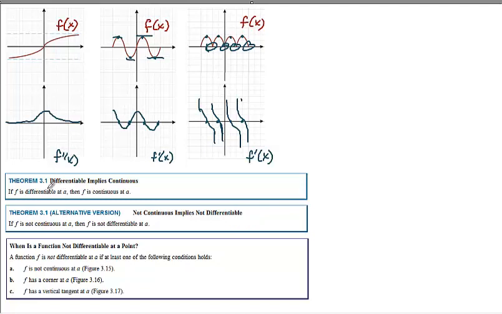We have a theorem that states that if f is differentiable at point A, then we know it's continuous. However, as you have just seen, just because it's continuous does not imply that it is differentiable. So we have these three points. When you're asked to determine whether or not a function is differentiable at A, if you see that it is not continuous, you can say it is not differentiable. If there's a corner, you can say it's not differentiable there. If it has a vertical tangent, you can also say that it's not differentiable there. So let's look at an example.